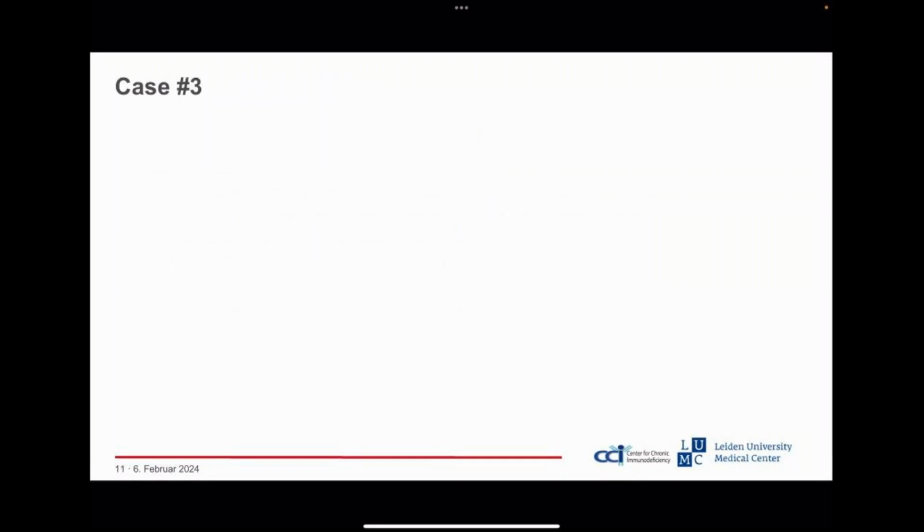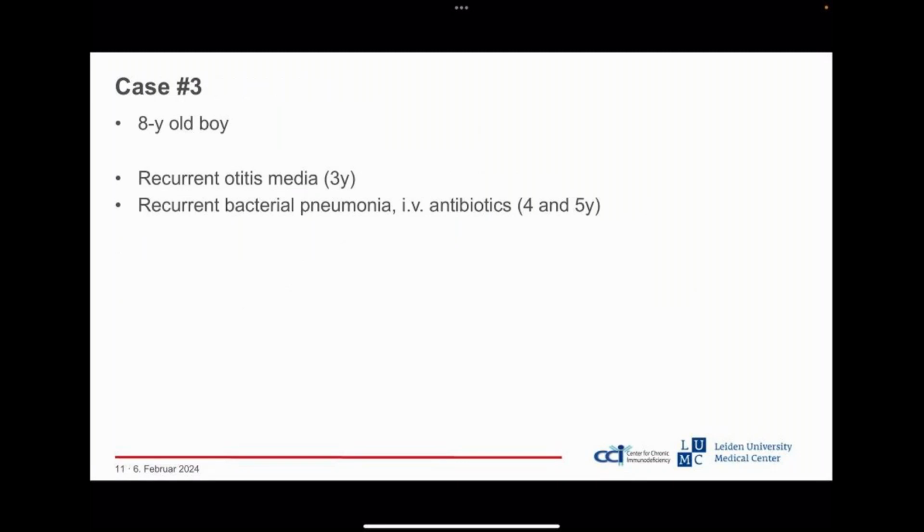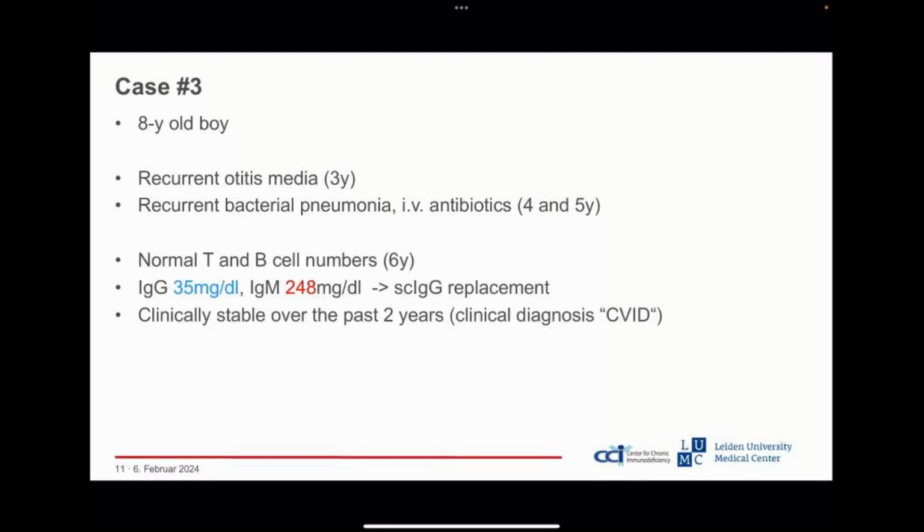Let's look into another case. So this is the story now of an 8-year-old boy who started to have clinical symptoms at age 3 with recurrent otitis media and bacterial pneumonias that required IV antibiotic treatment. Also, this patient had normal T and B cell numbers at investigation at 6 years of age, had significantly reduced IgG. IgM was elevated. He was put on subcutaneous immunoglobulin replacement, was clinically stable over the past 2 years, had no problems at all, and was given a clinical diagnosis of CVID.